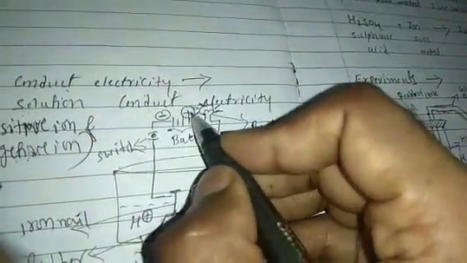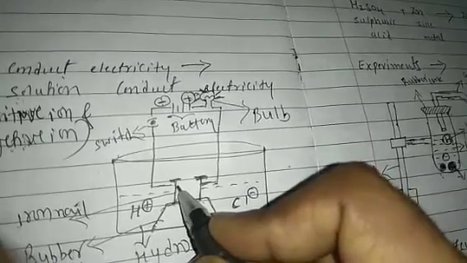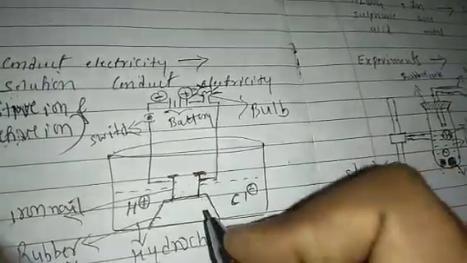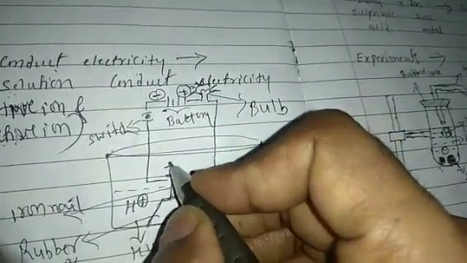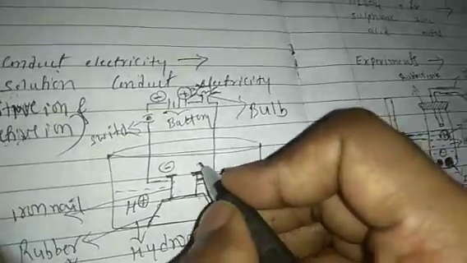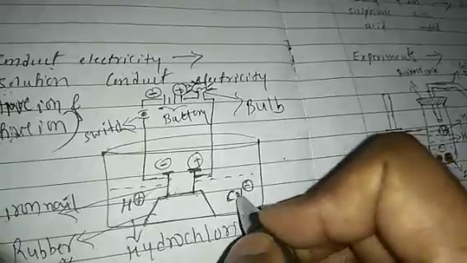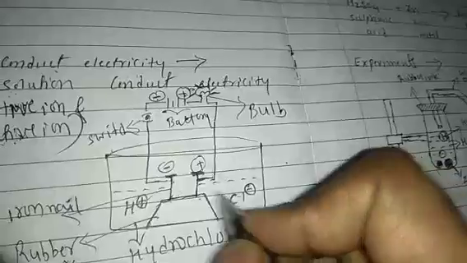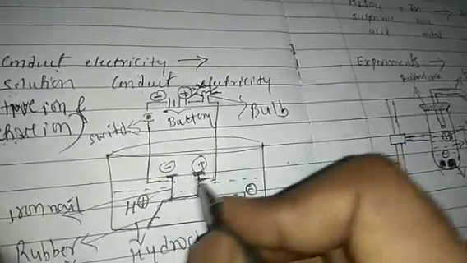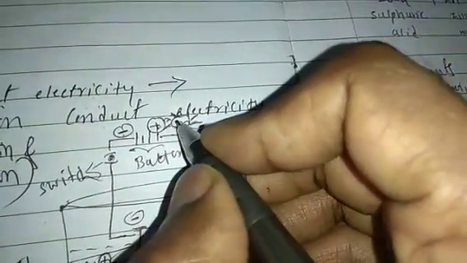The battery contains two terminals, negative and positive. Hydrogen ions move towards the negative terminal. Chloride ions move towards the positive terminal. So this iron nail has a negative charge, and this iron nail has a positive charge. These ions move towards the positive, and these move towards the negative. When the ions are attracted to the oppositely charged iron nails, the bulb starts to glow.